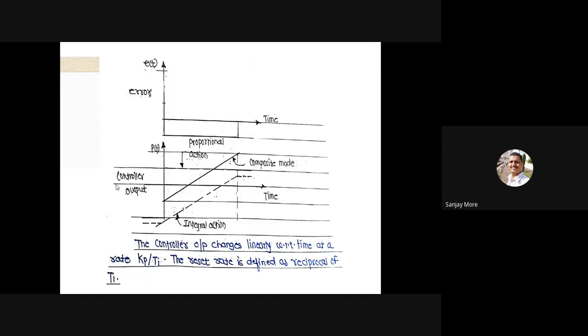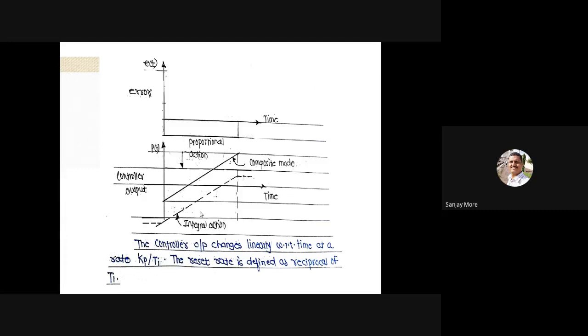In the first graph, error versus time, for proportional or proportional plus integral, the line is displayed as a straight line. And in the control output versus time graph, proportional action is a straight line, but in integral action, give the inclined motion. In between, composite mode will be there. Composite means a combination of proportional action plus integral action.